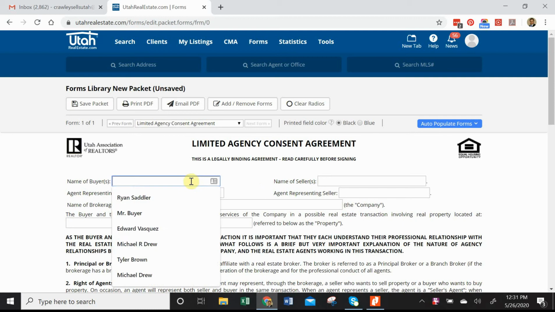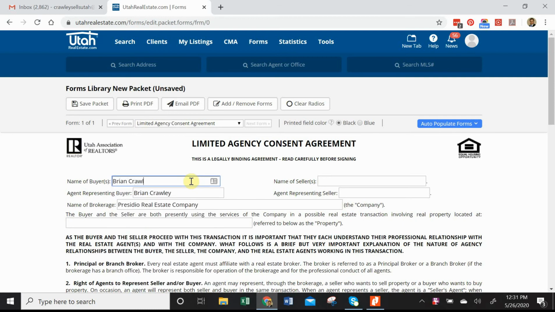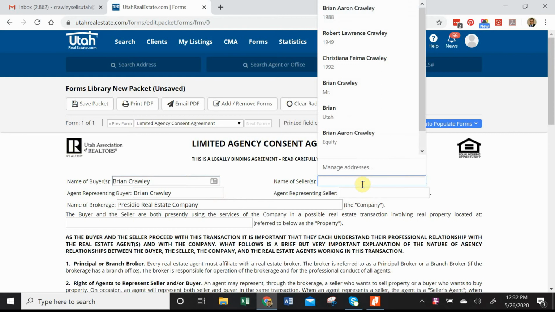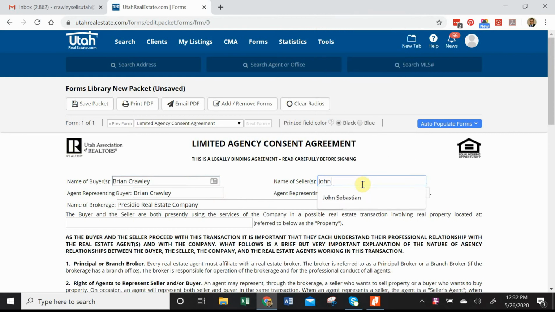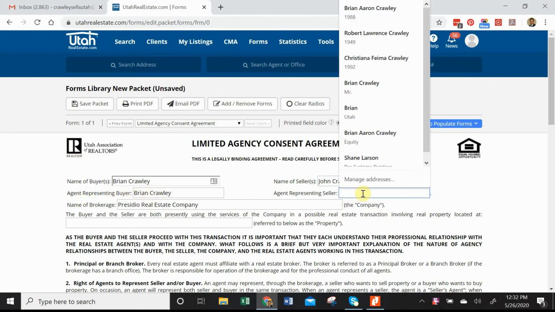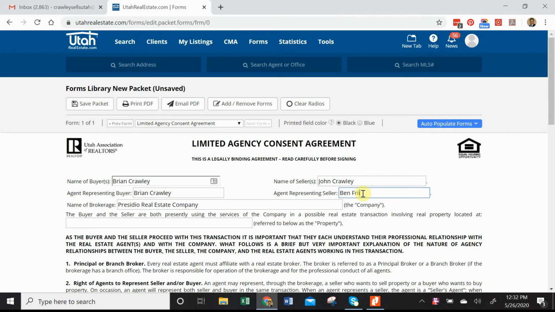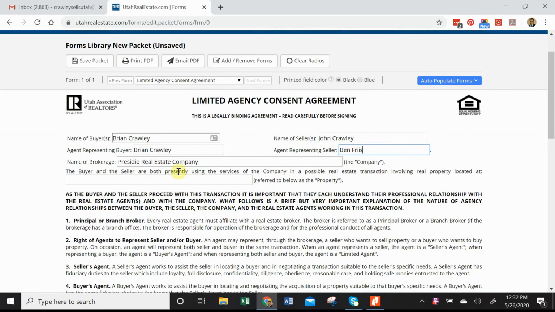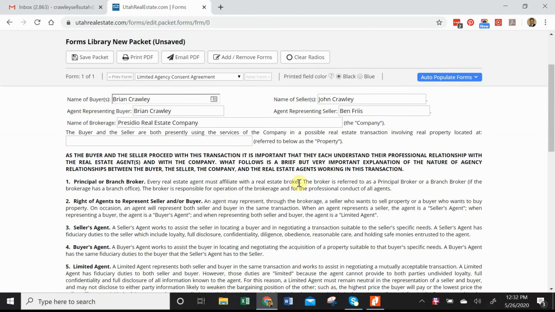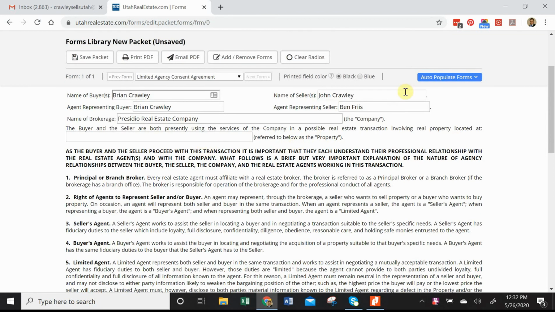So let's go ahead and put the buyer's name in. And then the name of the seller, put John. In this case, I'm representing the buyer, and then the agent representing the seller, I'll just grab one of our agents, Ben Freeze. So pretty simple so far. You write down the name of the buyer, the name of the seller, who's representing who, and obviously they're both with the same company.